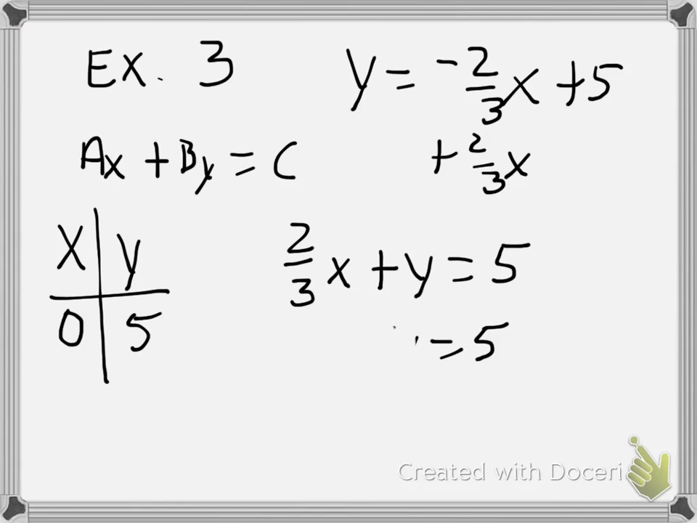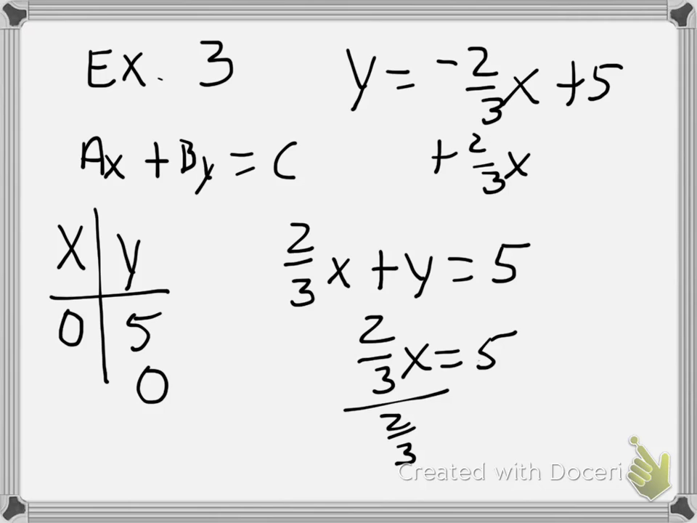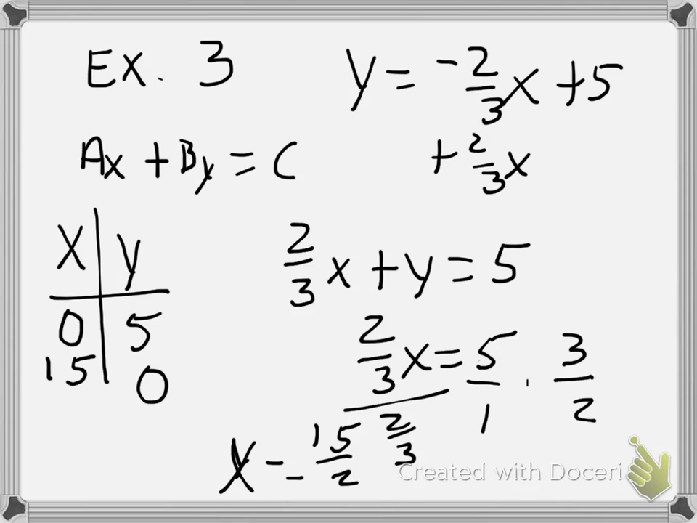But let's go ahead and plug in 0 for y now. And if we plug in 0 for y, we know that it's going to knock that out. So we're going to have 2/3 x equals 5. And then we're going to divide by 2/3, which means we're going to multiply by the reciprocal, 3/2. And it's going to leave us with x equals 5 times 3, which is 15, over 2, so 15/2. So that would be your x coordinate.